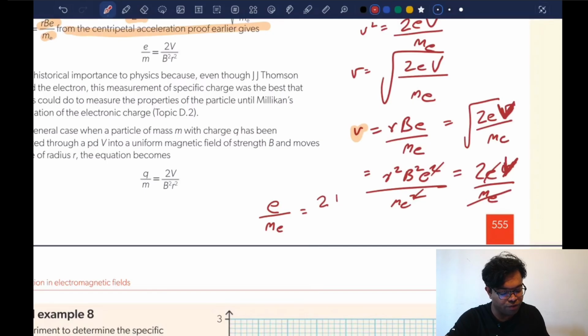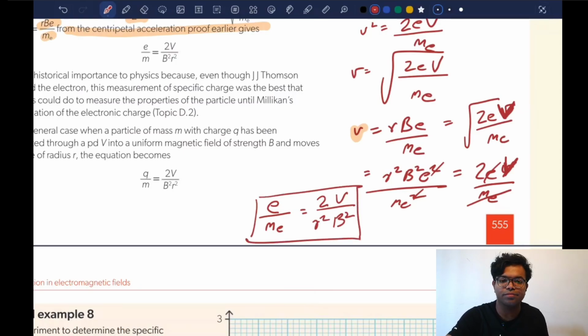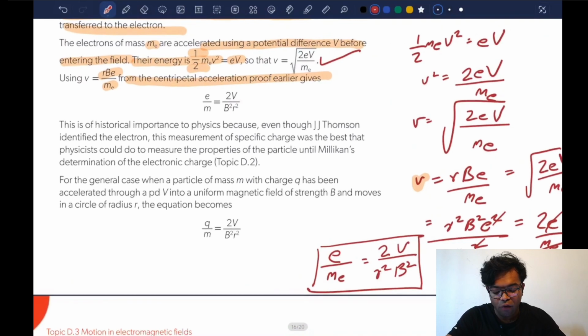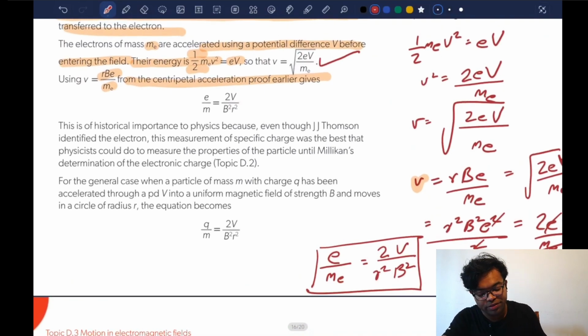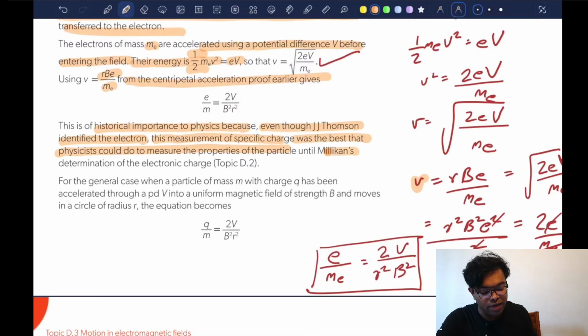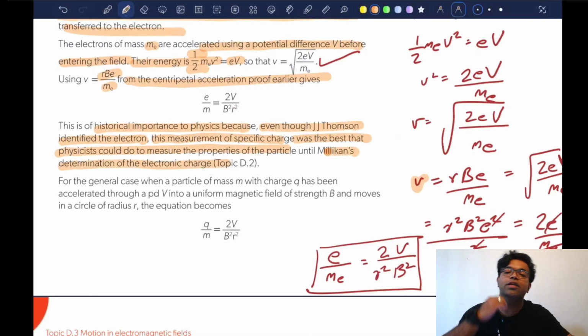2 into V upon R squared B squared. That's how you get your formula. Understood? Clear? So this is known as the charge to mass ratio. Now, this is of historical importance to physics, because even though J.J. Thomson identified the electron, this measurement of specific charge was the best the physicist could do to measure the properties of a particle until Millikan determined the electronic charge.